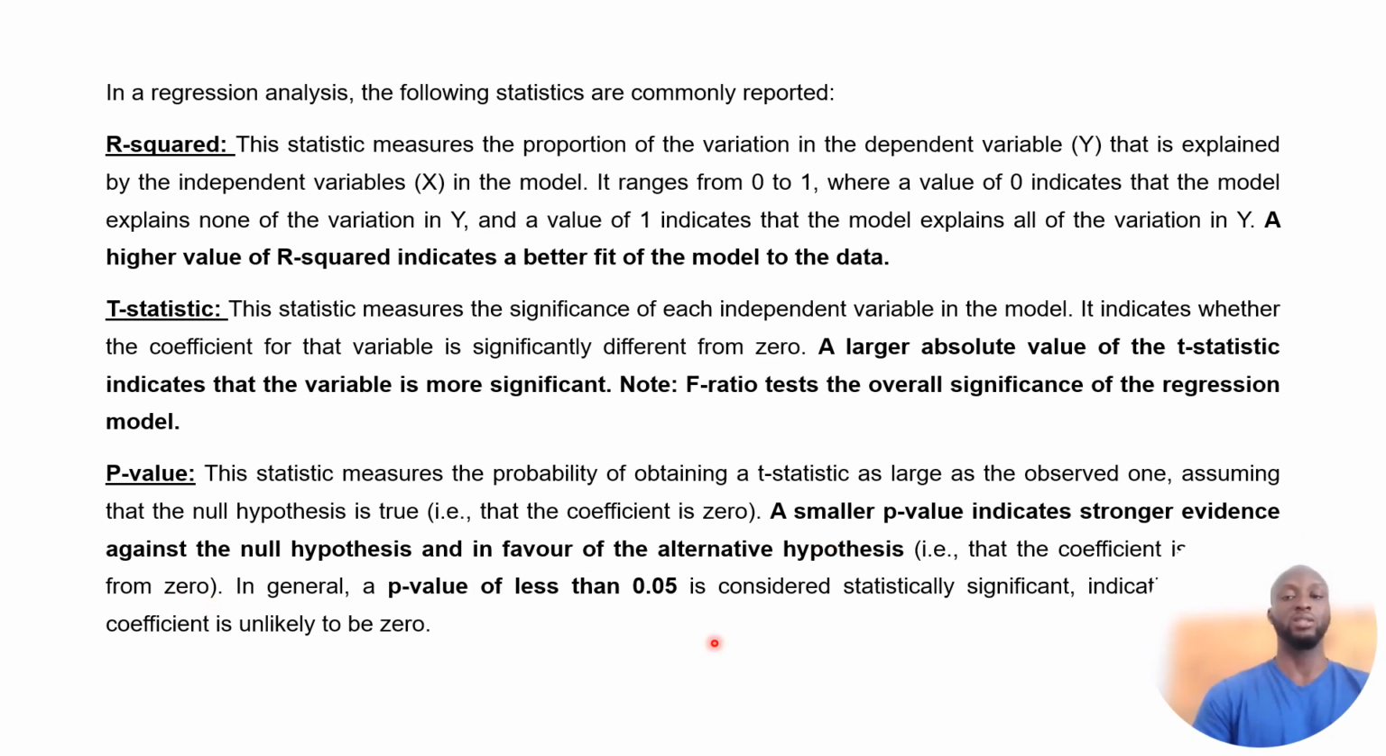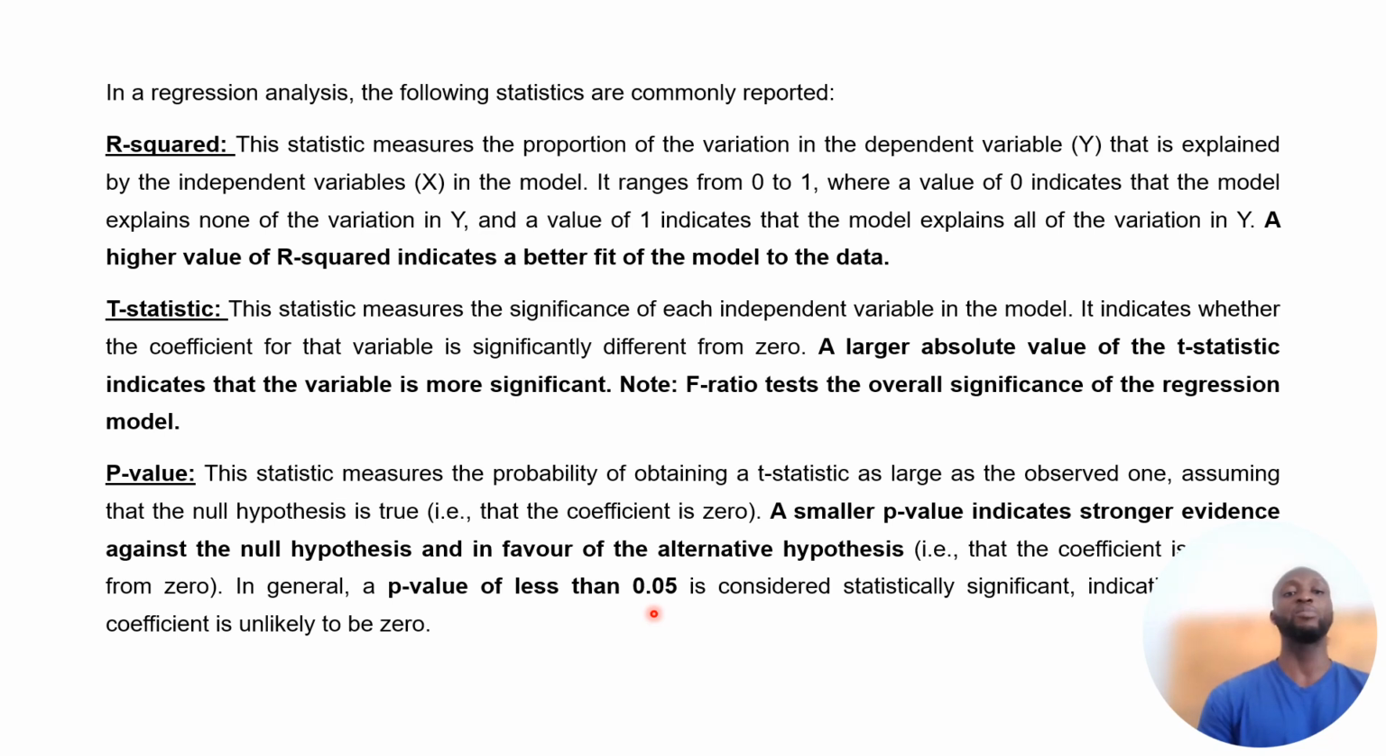In general, a p-value of less than 0.05 is considered statistically significant, indicating that the coefficient is unlikely to be 0. So if your p-value is less than 0.05 for the t-statistic, that's when you report that your t-statistic, or the coefficient, is significant, that is, of the independent variable in the model.